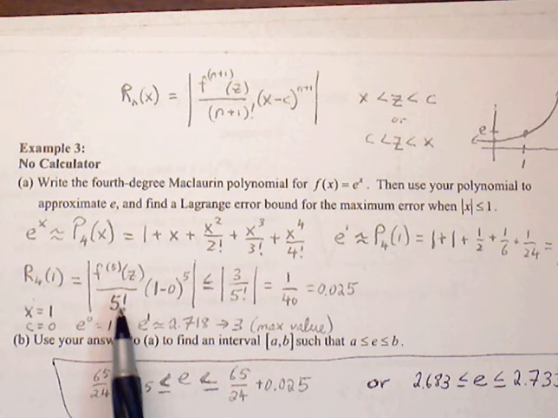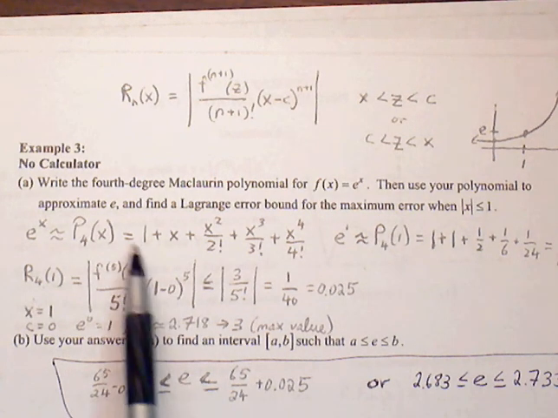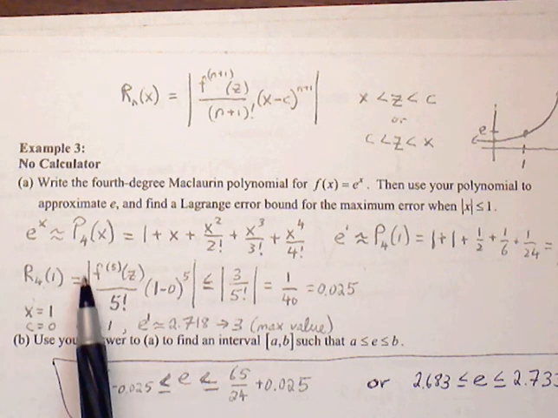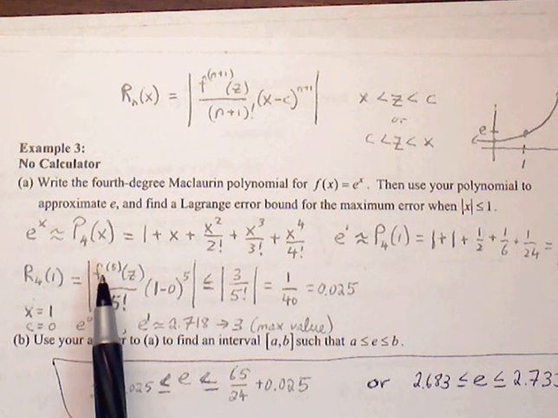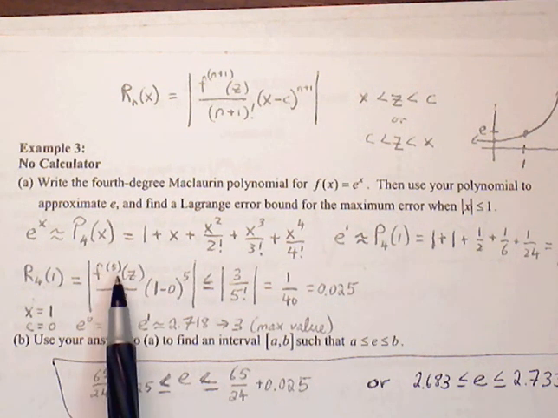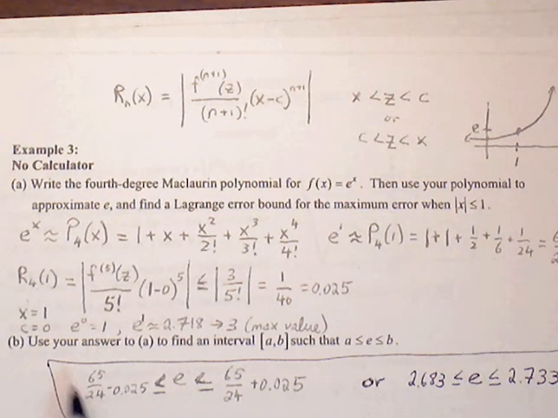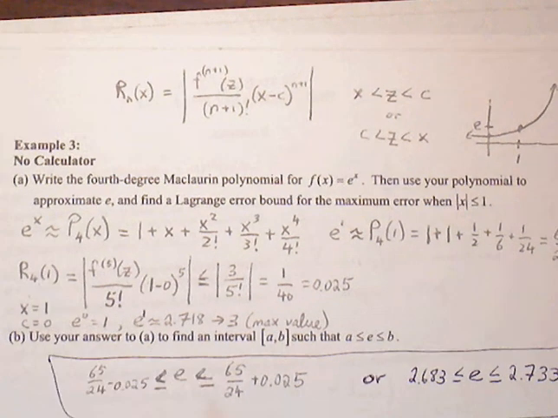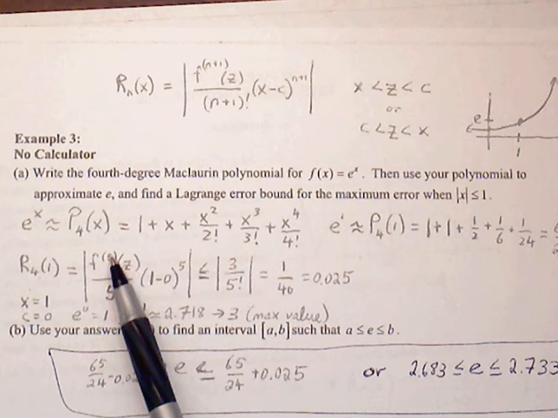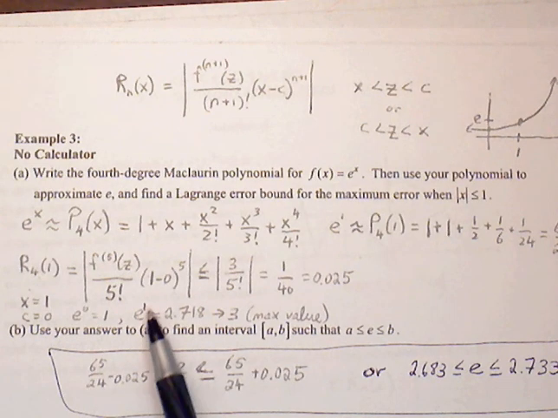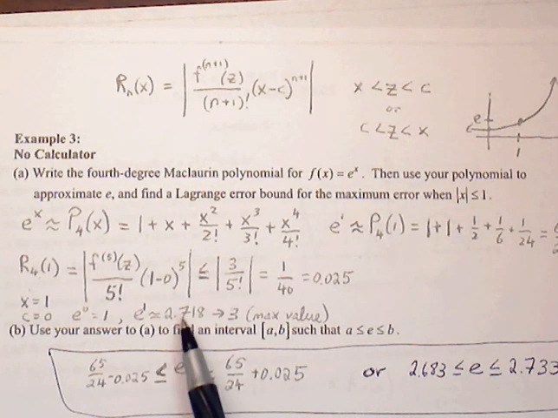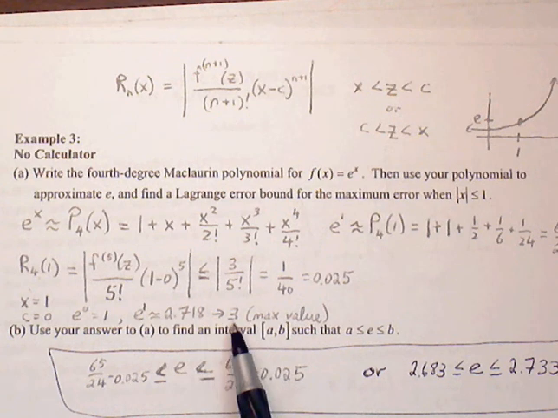So now we have 5 factorial, we have 1 minus 0 to the 5th, and now this is asking for the maximum value of the 5th derivative of the function, the maximum value that it can take on. We know that e to the x has a derivative of itself. So if we find the 5th derivative of e to the x, it will remain as e to the x. And e to the first power is 2.718. But just so that we can choose a nice number that's a safe upper bound, we're going to choose 3.